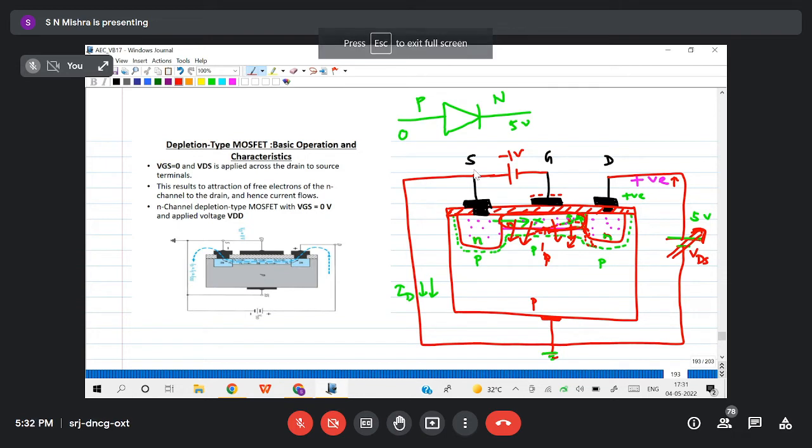So what will happen? Negative potential will repel the electrons towards the substrate. It will attract more holes, so recombination will happen. So electron strength will reduce or increase or remain constant in the channel.